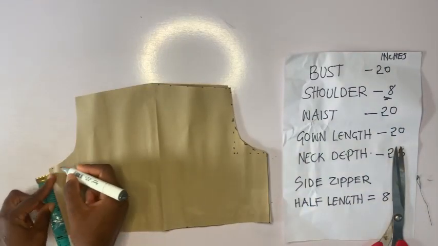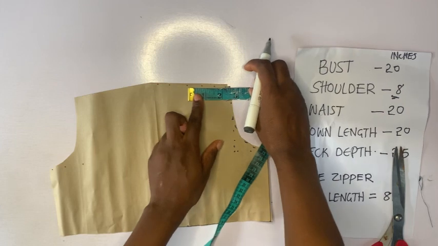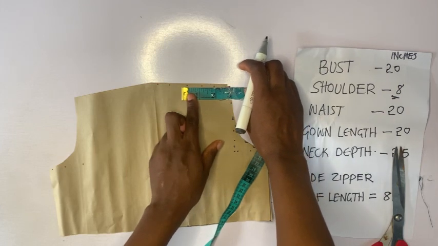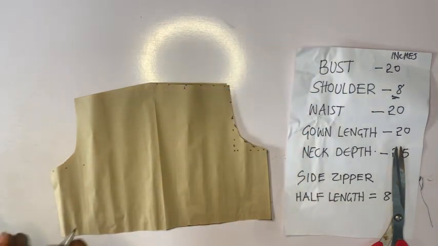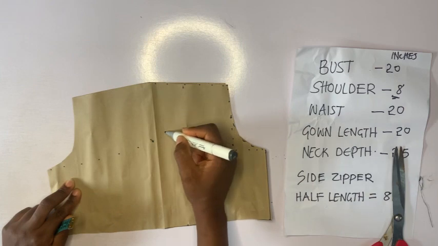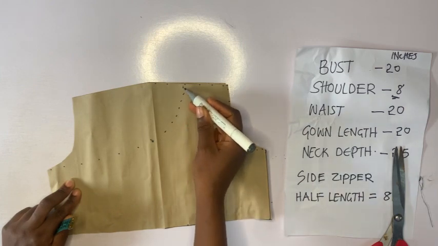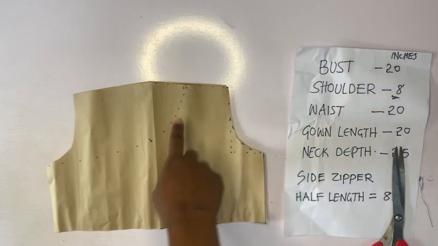So you unfold. So the next thing to do is to create that curve at the neckline. So you measure 2.5 inches at the right hand side. Then at the lower part, you use that bust line. Then you create a curve, as you can see in the illustration. So what I'm going to do next is to cut it out.